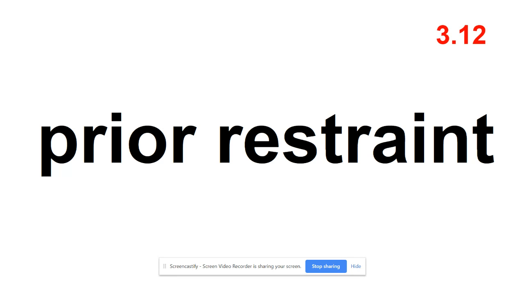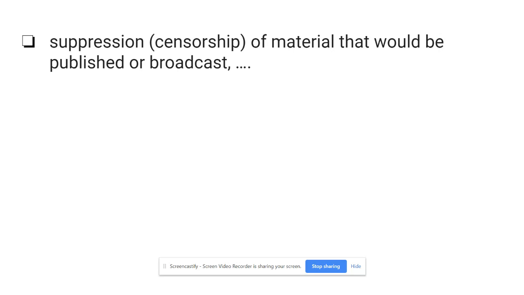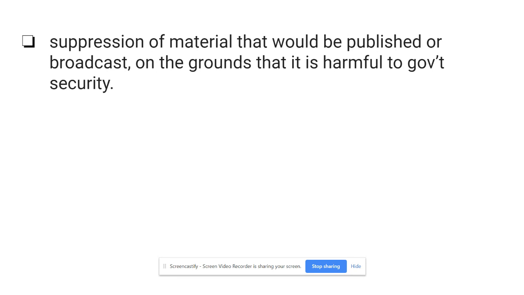All right, so what does prior restraint have to do with? Well, first off, it is the suppression or censorship, if you will, of material that would be published or broadcast. And it's the government that's doing the suppression. So it's some sort of censorship of material that would be published or broadcast on the grounds that it's harmful to government security.